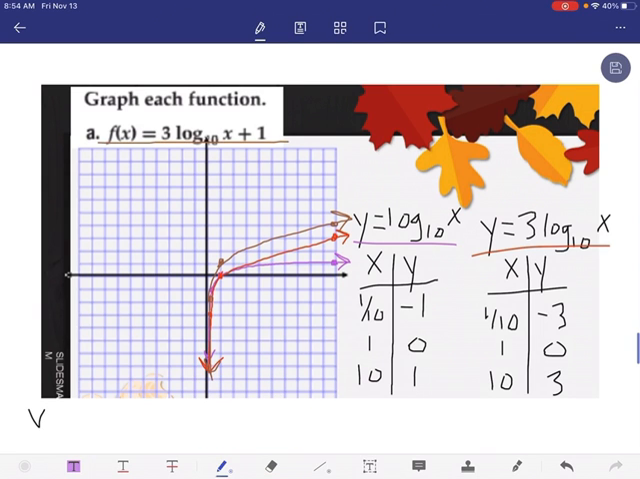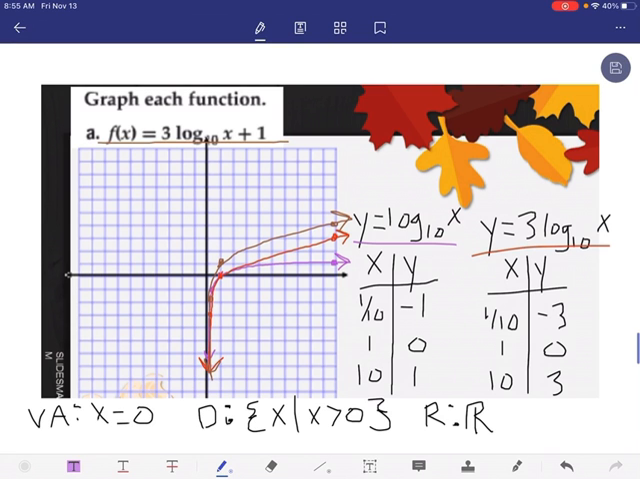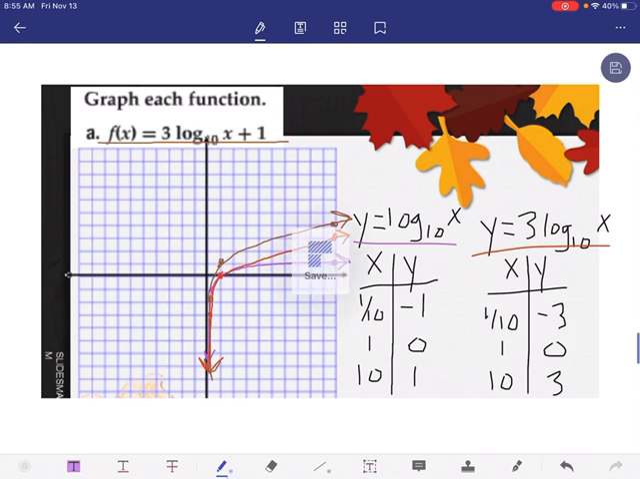So this time we have a vertical asymptote at x equals 0. So because we have a vertical asymptote, and remember that our x's and our y's have changed from our exponentials, notice that our x is what's going to be restricted this time. And it's going to be x such that x is greater than 0. And this time our range is what's going to be all real numbers.